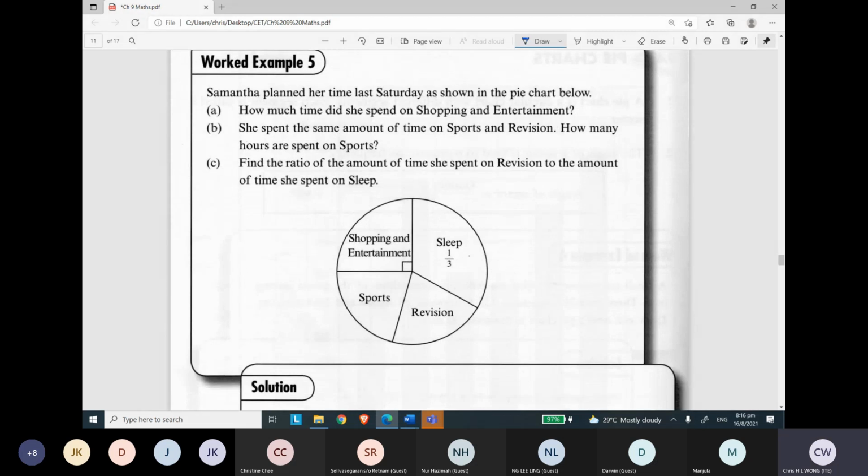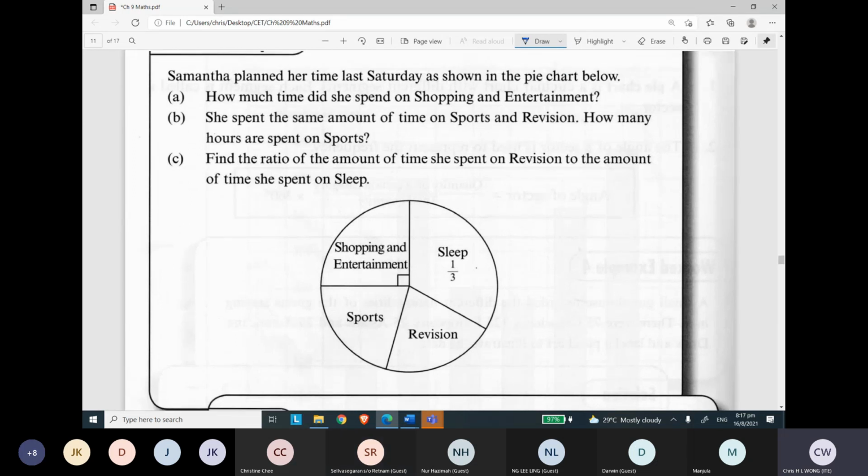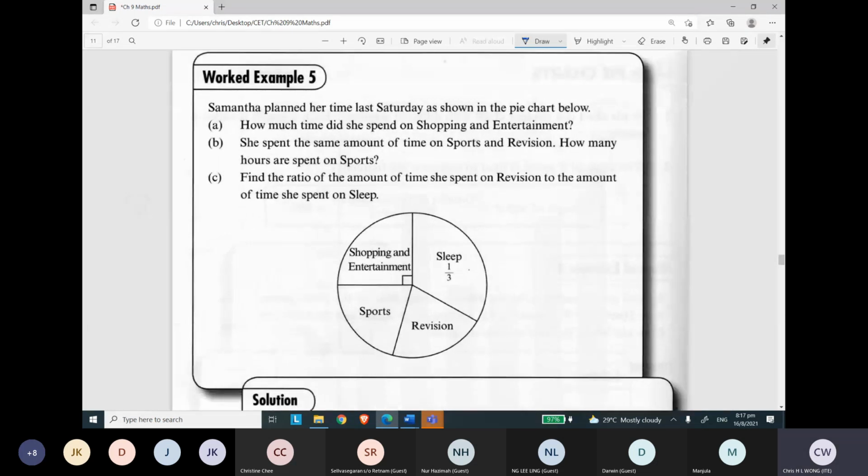All right. Samantha planned her time last Saturday as shown in the chart. Okay, this is Samantha's pie chart. Sleep 1/3. Plan her time. This whole day is considered 24 hours, I think. But let us see first. How much time did she spend on shopping and entertainment? Do you think you can find this?